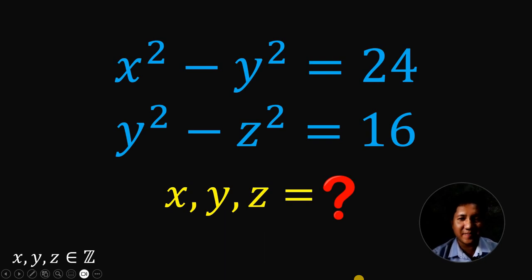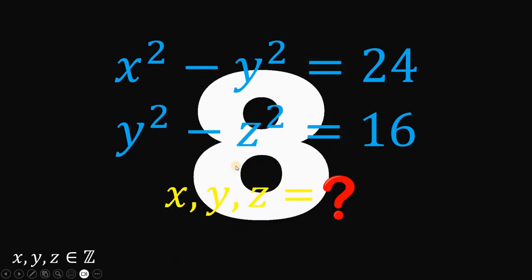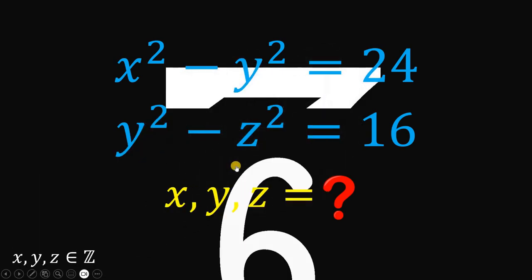Can you solve this math challenge? Here's the question. Solve for the integer values of x, y, and z, given that x squared minus y squared equals 24 and y squared minus z squared equals 16. You can pause this video if you want to give this problem a try.